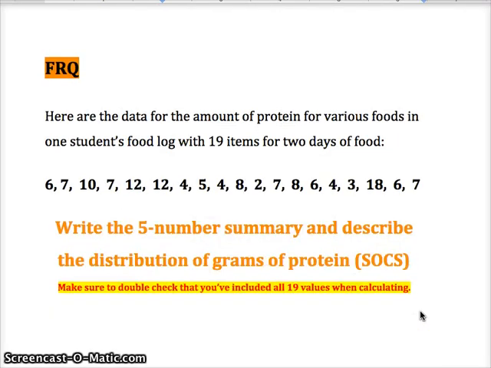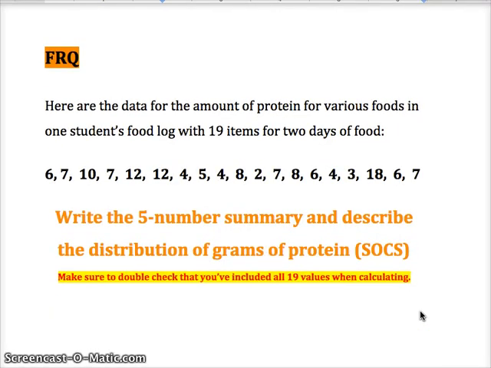All right, here's a good point before you answer this FRQ to go through the 1.3 review in your book, to look through examples. Here, related to our book, Food Rules, for the year, are the data for the amount of protein for various foods in one student's food log, with 19 items for 2 days of food. Make sure you get all these values. You can use your calculator. Remember, go to Stat, Edit, and enter all these values into L1. You should end up with 19, so you should see on your list it'd be L of 19. Or when you do the one variable stats, you should get n equals 19, the number of values.